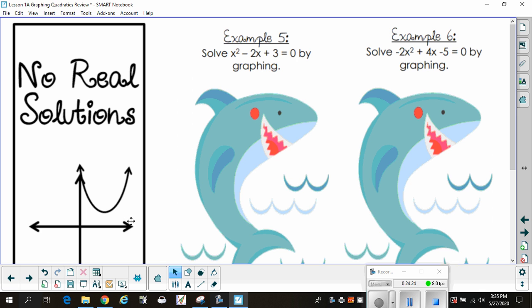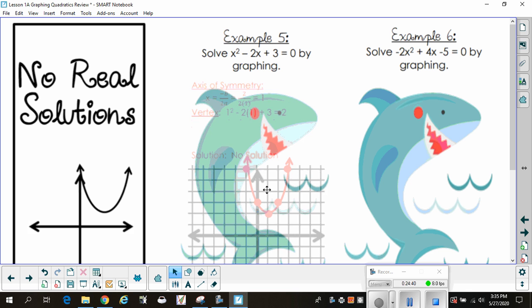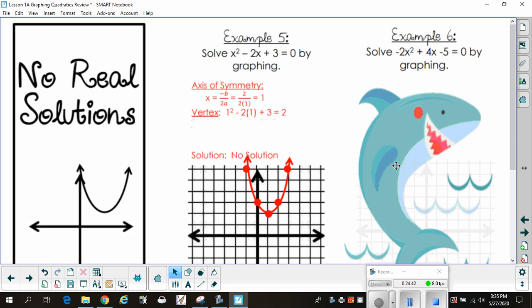Finally, no real solutions. Solving both of these by graphing. If you haven't done these, pause the video and do so, and then restart. Here's this one, and here's the next one.